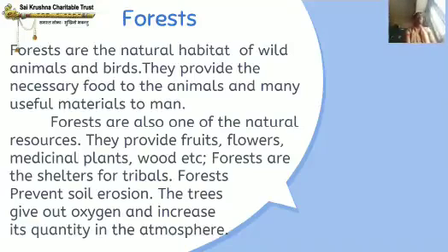What does the forest provide us? It provides us fruits, flowers, medicinal plants, wood, etc. And forests are also the shelters for tribals. Tribals are the people who live in the hilly area or forest. So forests give shelter for tribals, and the forests prevent soil erosion. So what do you mean by soil erosion?